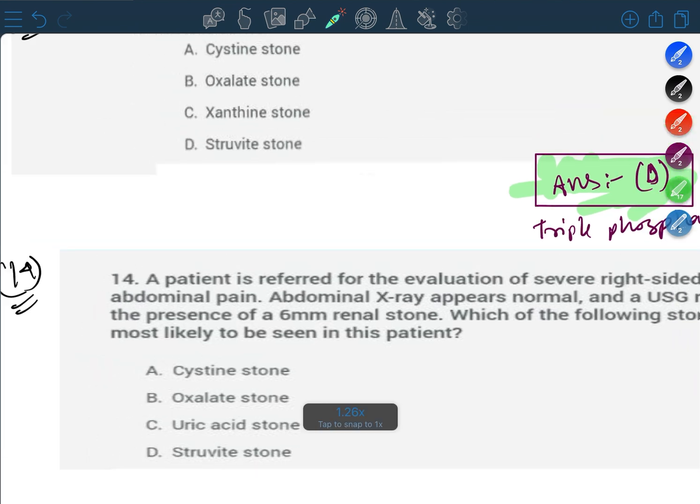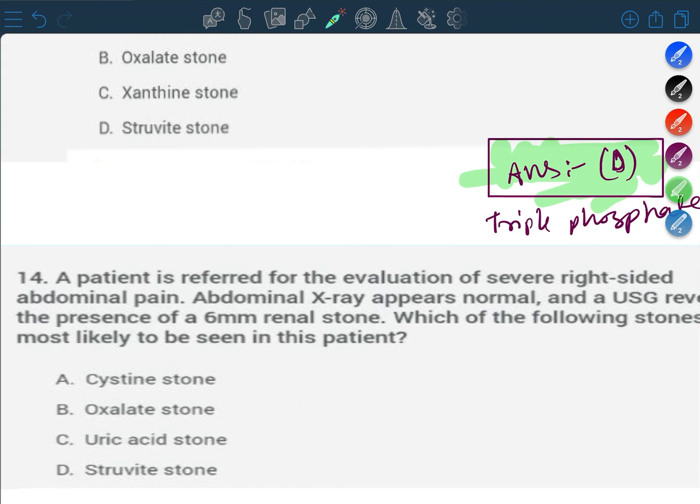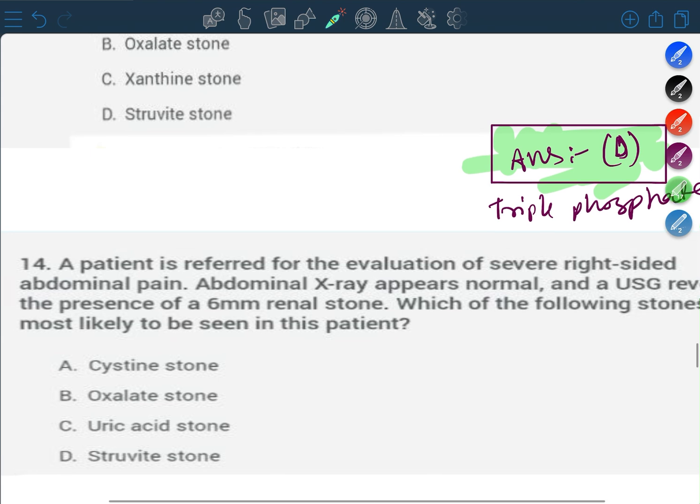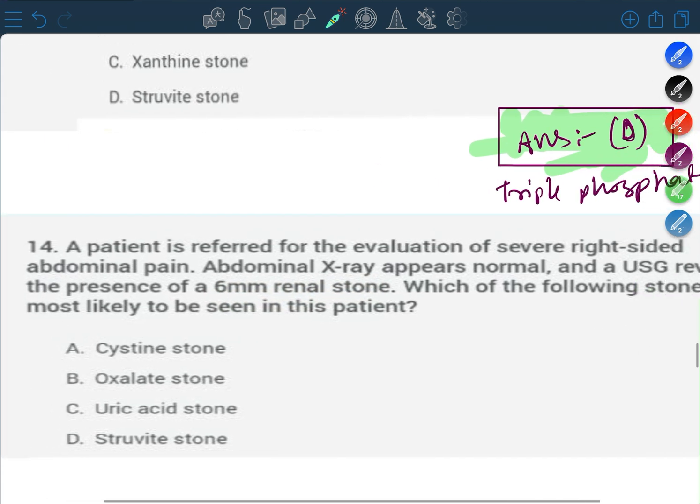A patient is referred for evaluation of severe right-sided abdominal pain. Abdominal X-ray appears normal and USG revealed the presence of a 6 mm renal stone. Which of the following stones is most likely to be seen?